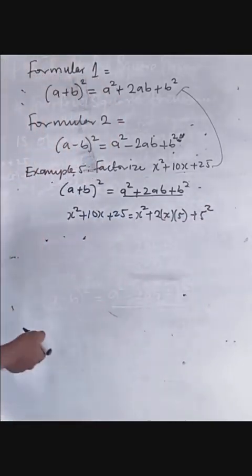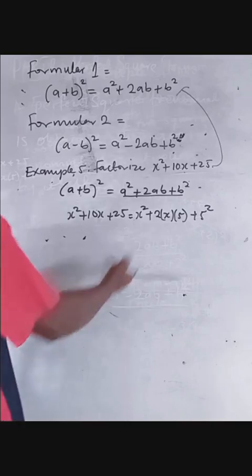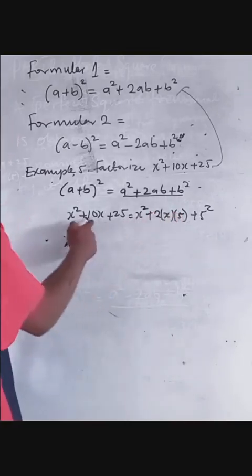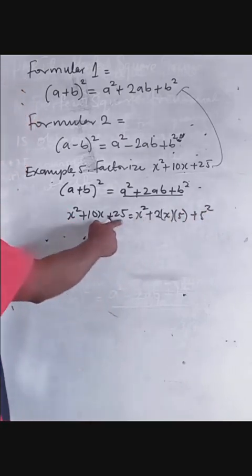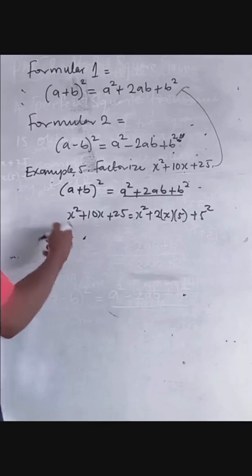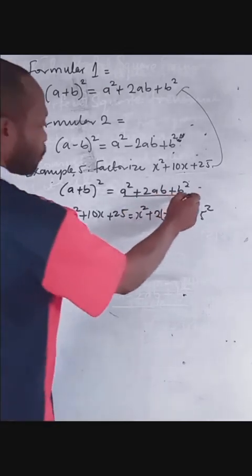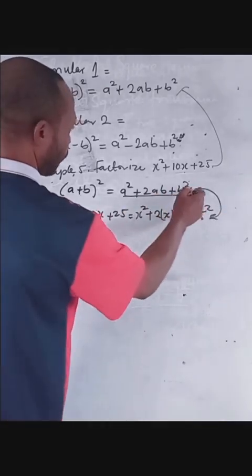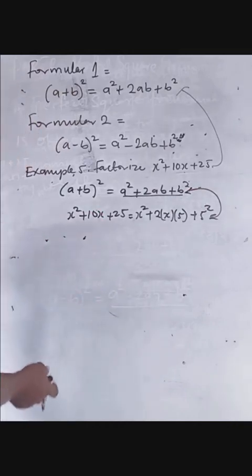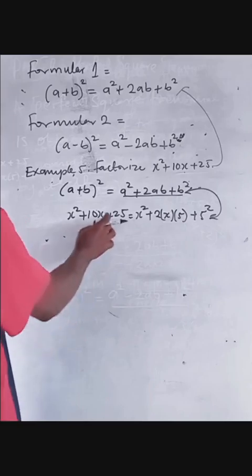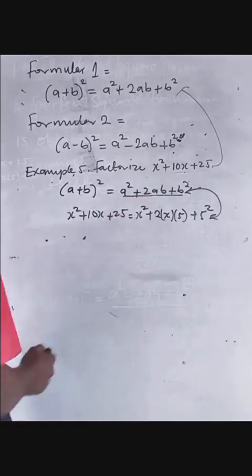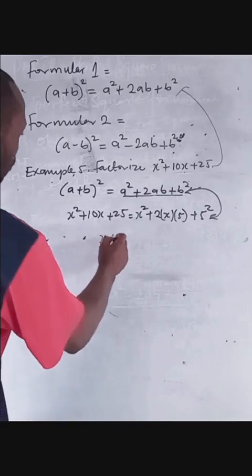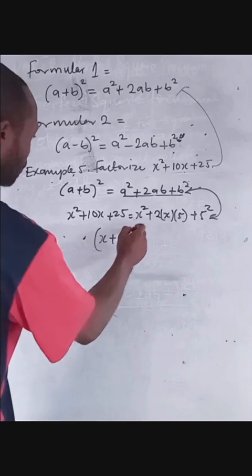Can you see? So 2 multiplied by 5 is going to give me 10x. 5 squared is going to give me 25. So we already have our x squared here. So you can see that it is of this form. Therefore, if this expression is of this form, then the factorized version is going to be x plus 5 all squared.